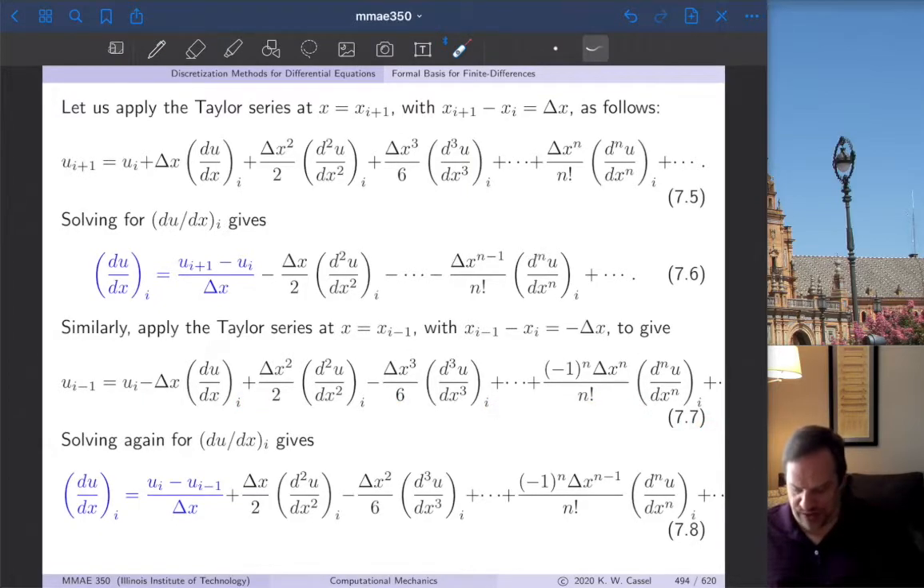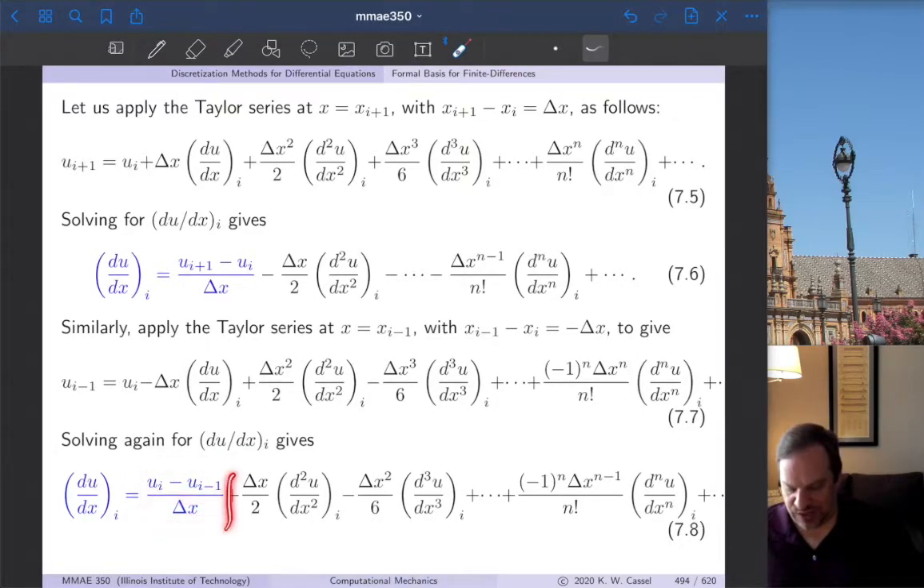Once again, I can do the same thing. So let's solve for this first derivative. It's the same as this one up here. So I'll get an alternative expression for the first derivative of u with respect to x. And here it is. So it's u_{i-1} minus u_i divided by minus delta x. So that flips this around. So I have u_i minus u_{i-1} over delta x.